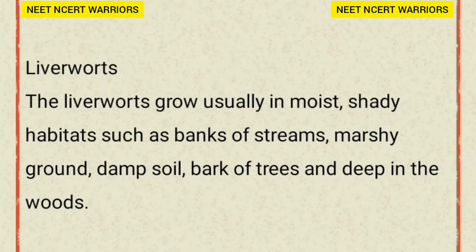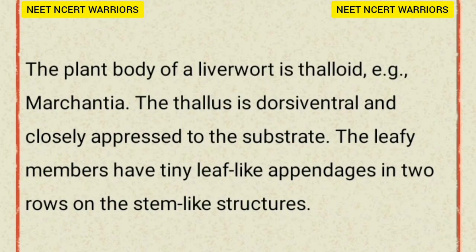Topic: Liverworts. The liverworts grow usually in moist, shady habitats such as banks of streams, marshy ground, damp soil, bark of trees and deep in the woods. The plant body of a liverwort is thalloid. Example, Marchantia. The thallus is dorsiventral and closely appressed to the substrate. The leafy members have tiny leaf-like appendages in 2 rows on the stem-like structures.